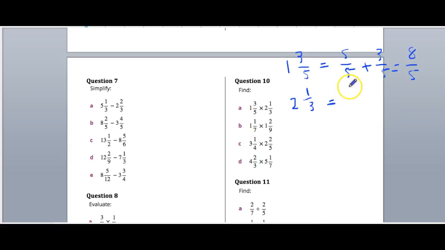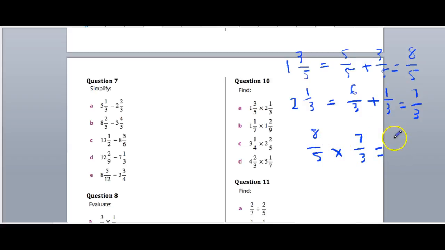And then we need to do the 2 and 1/3. So the 2 becomes 10. Oh, sorry, not 10. I was looking at the 5 there. It becomes 6 on 3. So 6 divided by 3 is 2. And then don't forget that third there as well. 7 on 3. So now I have it as an improper fraction. So 8/5 times 7/3. Okay, I can see there that there's no elimination. So I've got to just go straight away.